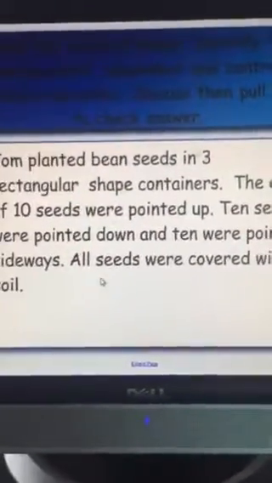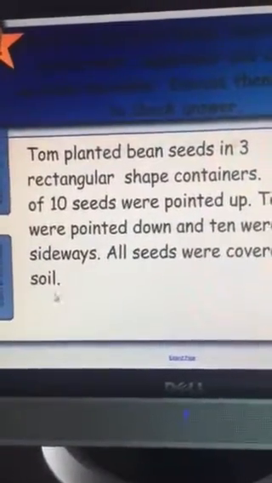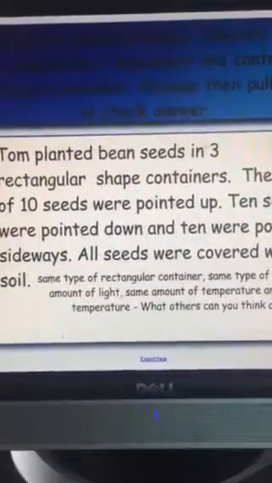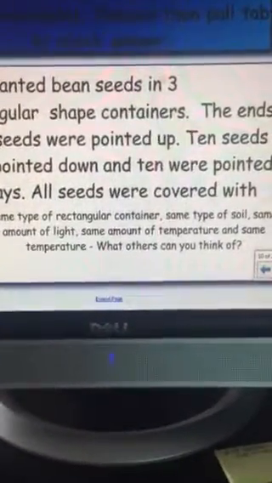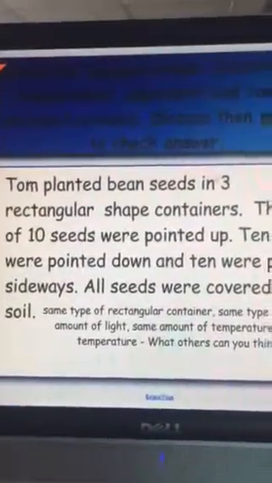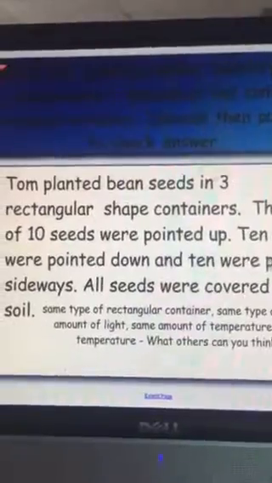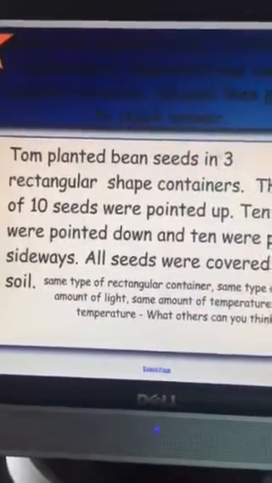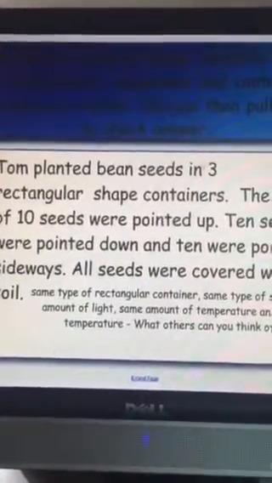In addition, the seeds are covered with soil. They better be covered with the same amount of soil, same type of soil, and just some other ones here that we thought of yesterday. Same amount of light, same temperature, same type of water, same amount of water, same temperature of water. All these things have to be kept the same as Tom grows his seeds in order to make sure that this test and experiment is fair.